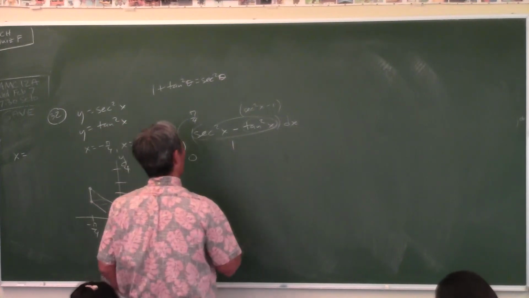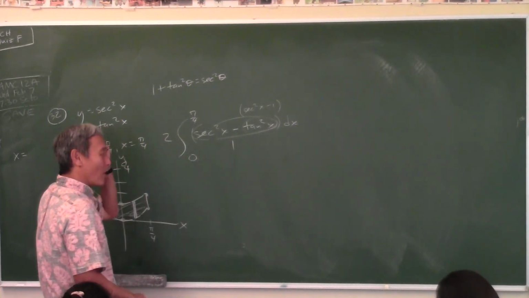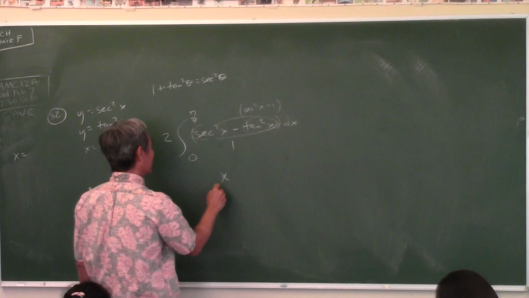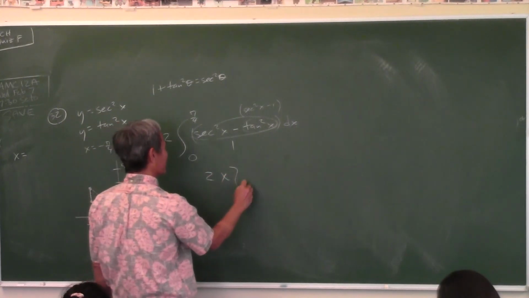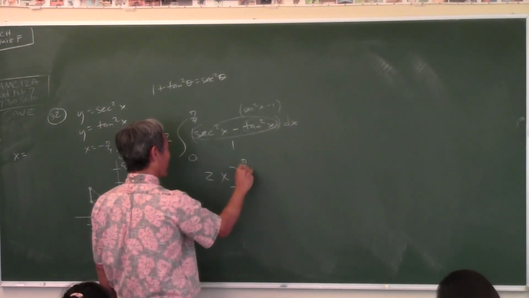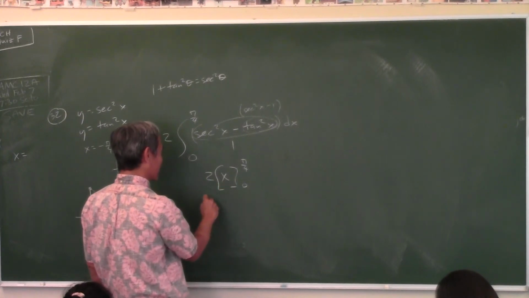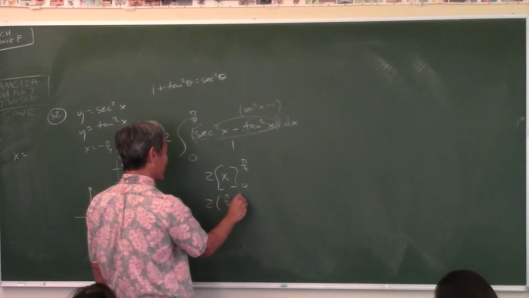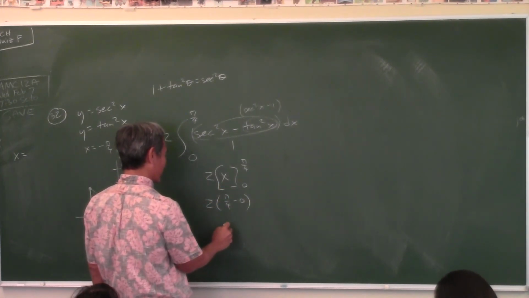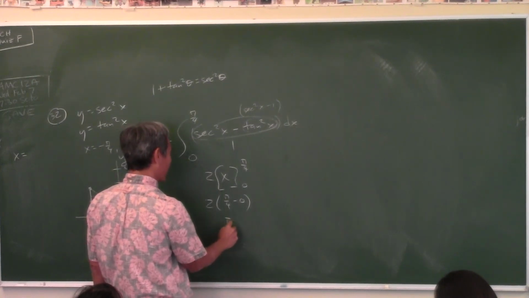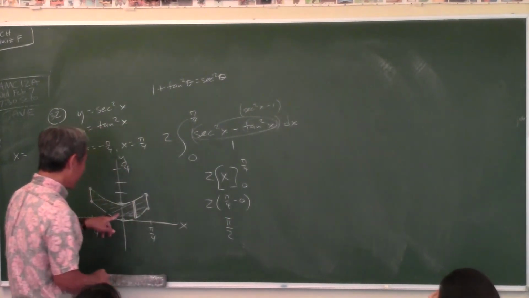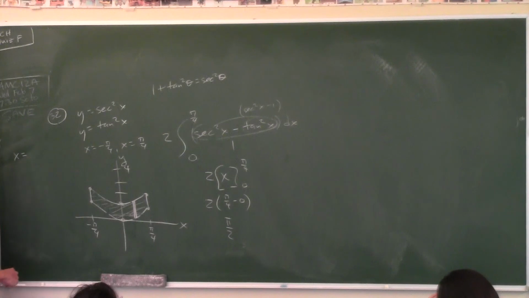So, what's the antiderivative of 1? x. And throw the constant outside here from 0 to pi over 4. Factor out the constant. So you get pi over 4 minus 0. Final answer, survey says? Pi over 2. So this area is exactly pi over 2 square units.